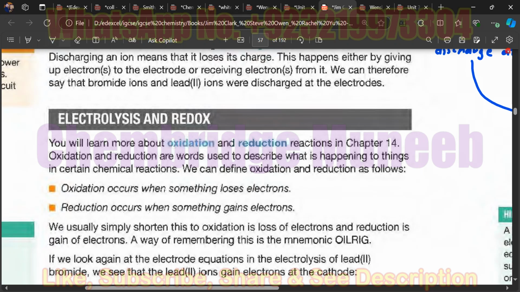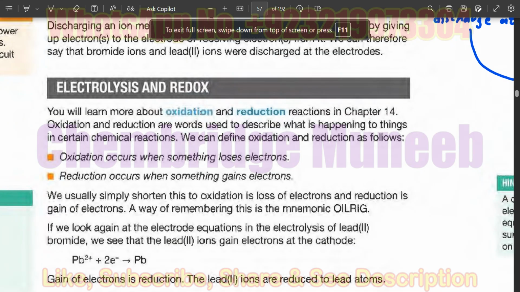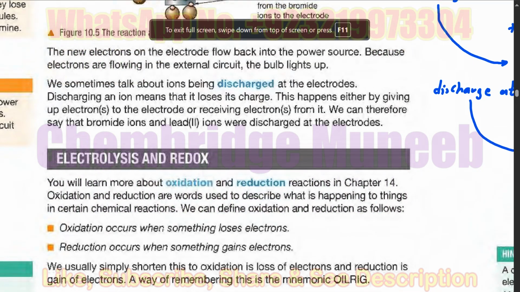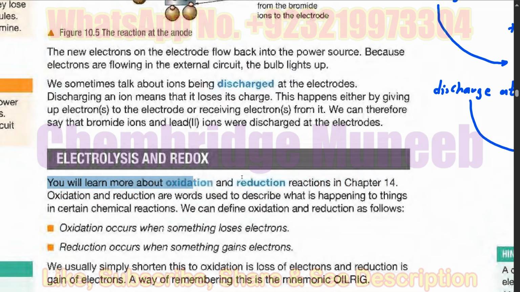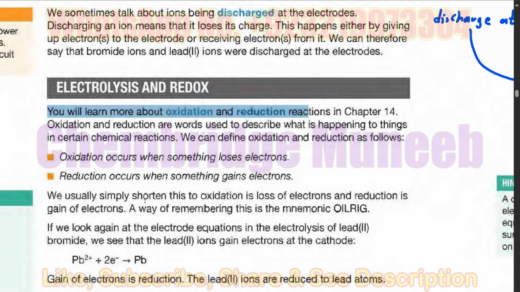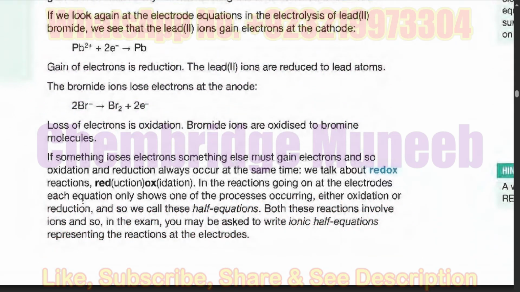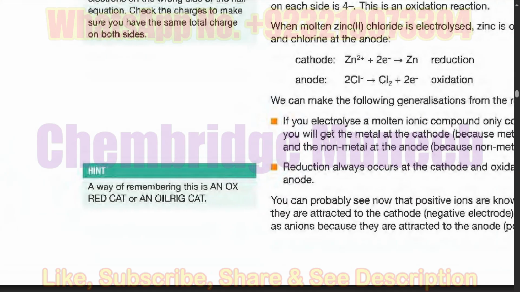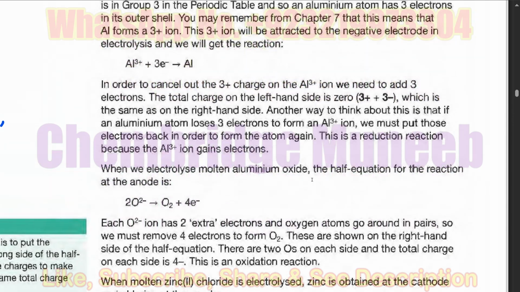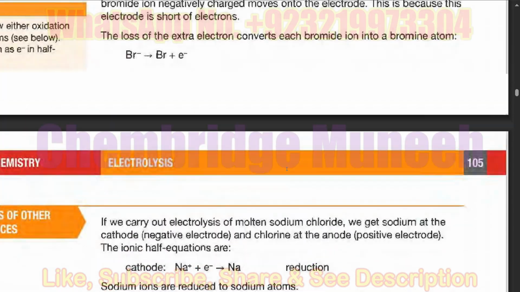Now the next is electrolysis and redox. You will learn more about oxidation and reduction in chapter 14. We already know that oxidation means loss of electrons and reduction means gain of electrons. So both oxidation and reduction equations are happening in this case.